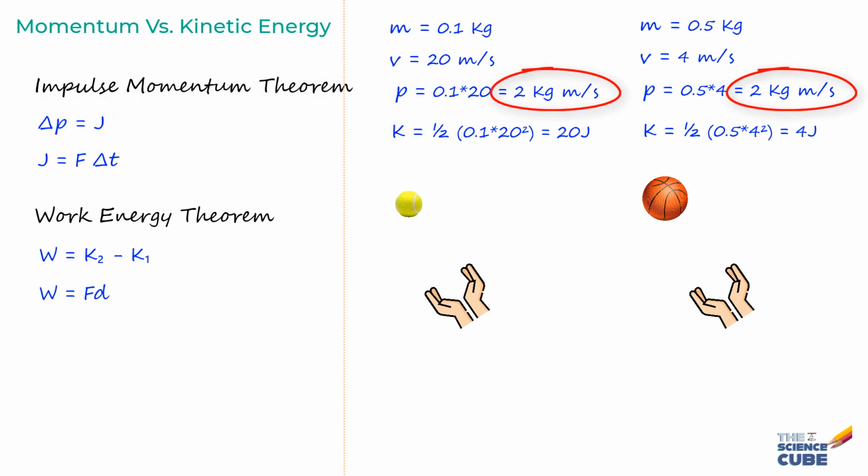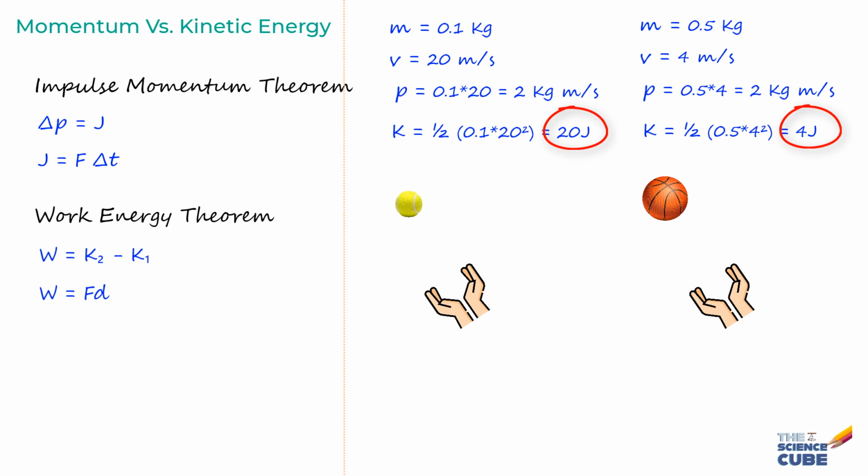But you see, stopping the 0.1 kilogram ball with your hand requires 5 times more work than stopping the 0.5 kilogram ball, because the smaller ball has 5 times more kinetic energy. Let me explain this to you.